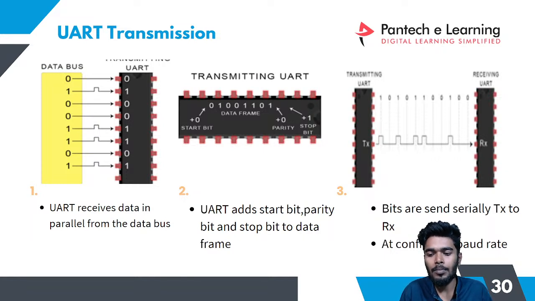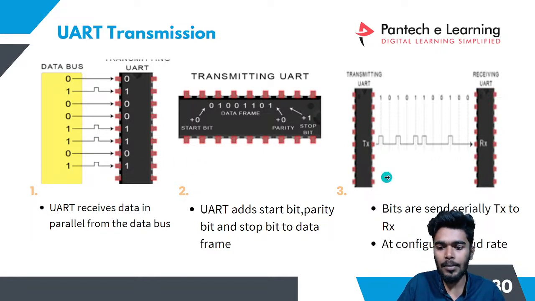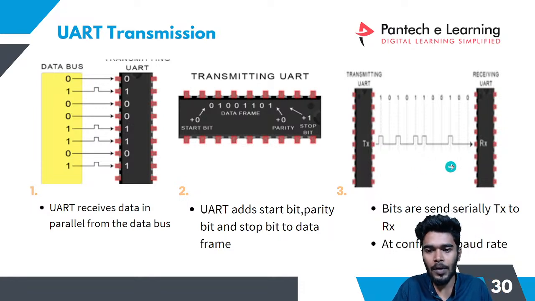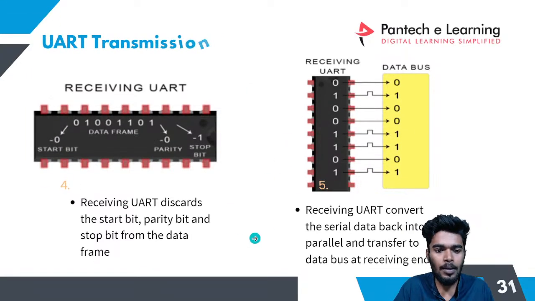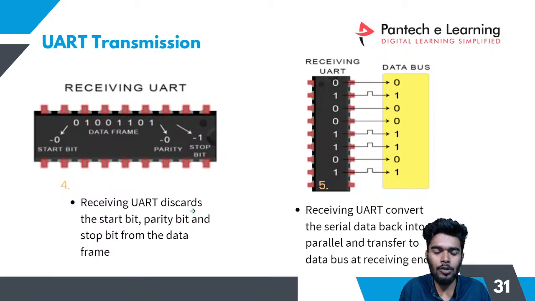Okay. So at the configure baud rate, this is how the first 3 steps are going to be. Then the second UART2 will receive the data and it will discard the start bit, parity bit, and stop bit from the data frame, and then it will transfer the data frame from serial to parallel and send it to the data bus. What does the data bus mean?